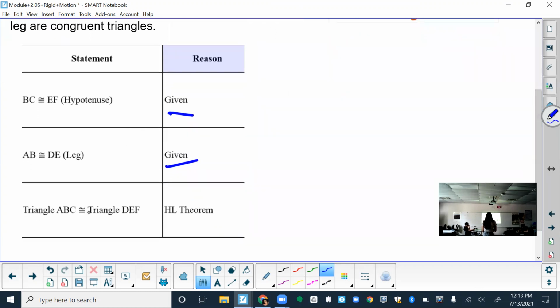When we're saying triangle ABC is congruent to triangle DEF, we can put the theorem that we use, which is the HL theorem. And if you want to be more specific, you could write out, you just need the hypotenuse and one leg to be equivalent. All right, but really just writing the title of the theorem works. Questions?